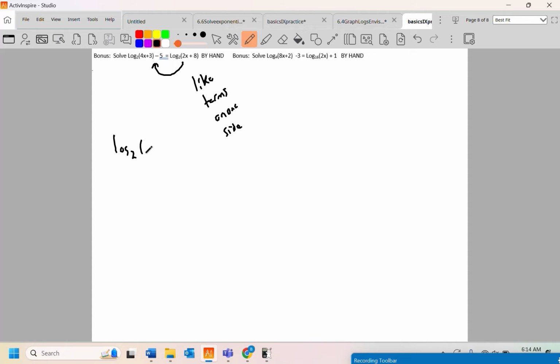So we have a log base 2 of 4x plus 3. We're going to take away a log base 2 of 2x plus 8. And this is not a like term. It's not a logarithm, so it's going to shift right.